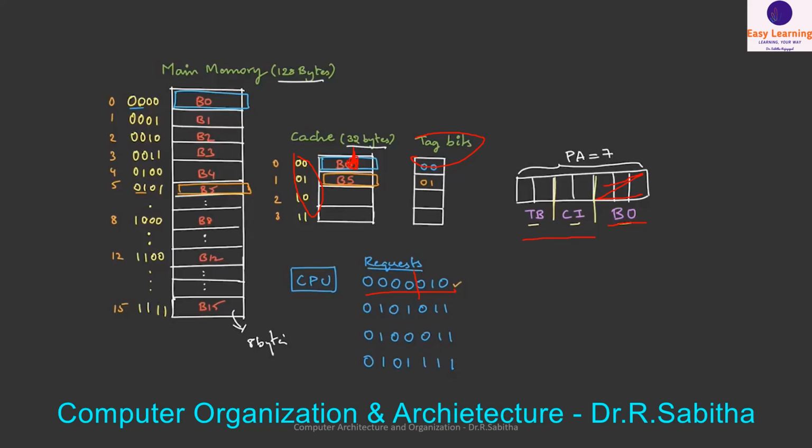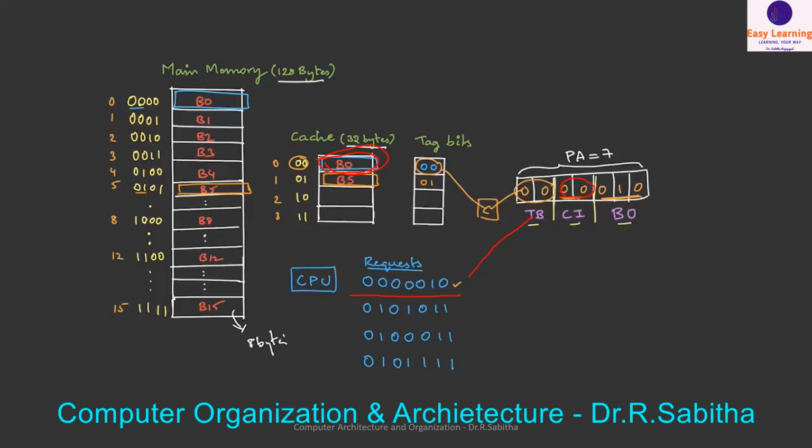The most significant bits of your block index are your tag bits. You can use the most significant 2 bits as your tag bits and the next 2 bits as your cache index. So I am writing the first request here. Now I am going to check this cache index. It is 0 0, so it represents that the block is present in the cache line with index 0 0. This is going to be the 0th cache line.